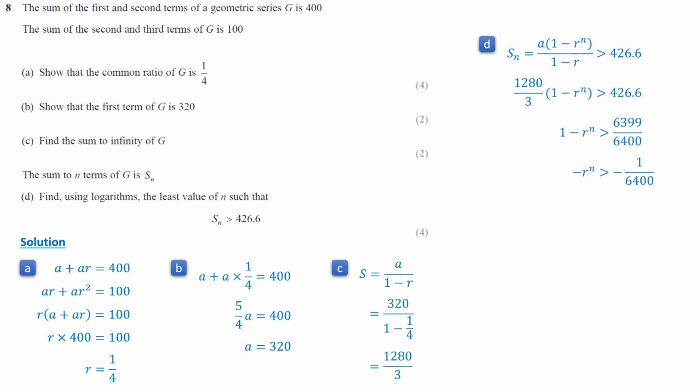So, negative R to the n is greater than negative 1 over 6,400. Multiplying both sides by negative 1 flips the inequality. Substitute R equals 1 over 4, and taking the reciprocal of both sides, which also flips the inequality, gives 4 to the n is greater than 6,400. Taking log base 4 of both sides, we have n is greater than logarithm base 4 of 6,400. Finally, n is greater than 6.3. Since n must be a positive integer, the least value of n is 7.